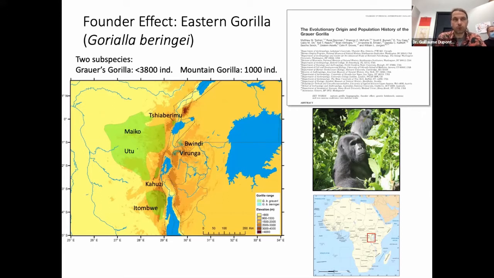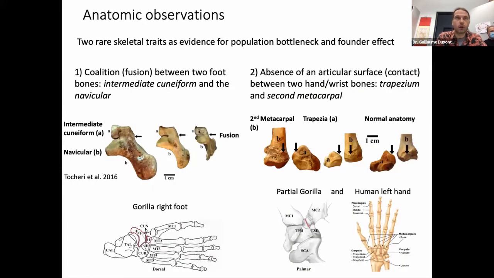We observed certain interesting phenotypic abnormalities in a very large proportion of the skeletons which we investigated. We tried to include all skeletal material in all the major museums in the world. And we found two interesting things. On the left side, you see at the bottom a gorilla right foot, and you see the different bones making up a foot. We have one bone in the foot, which is called the navicular. And then we have the cuneiform, this is cuneiform 2, or the second cuneiform. And these are normally two separate bones.